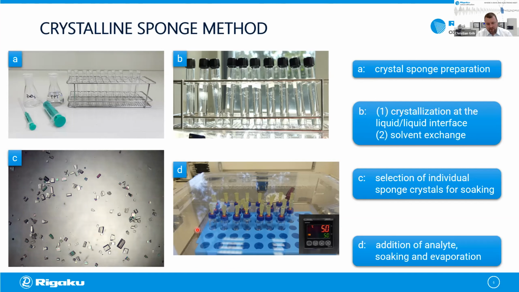Soaking can, of course, be done at elevated temperatures. Here I chose 50 degrees Celsius. This will allow for faster evaporation of the inert solvent. It will also increase the diffusion rate inside of the pores. If you have an analyte molecule that strongly interacts with the host framework, it might even be a good idea to decrease the temperature to fridge, for instance, just to make the diffusion process slower and more mild towards the host crystal itself.